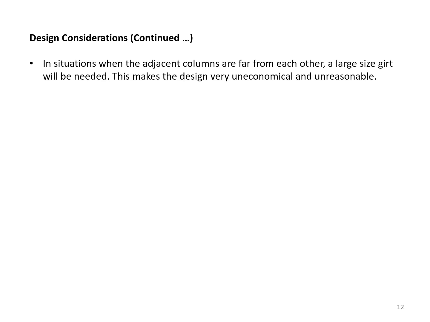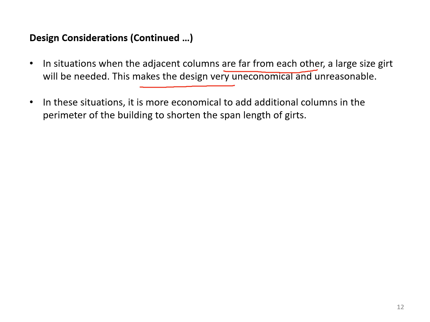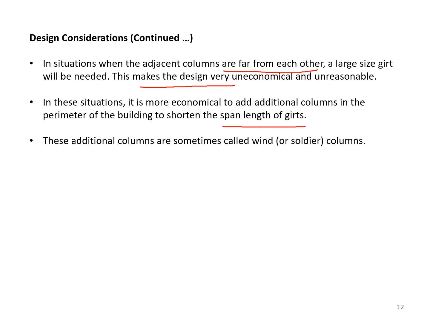Continuing with design considerations. In situations when the adjacent columns are far from each other, a large size girth will be needed. This makes the design very uneconomical and unreasonable. The solution is to add additional columns in the perimeter of the building to shorten the span length of girths. These additional columns are sometimes called wind columns or soldier columns.